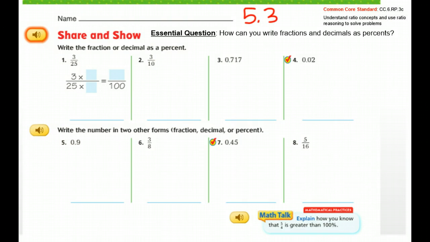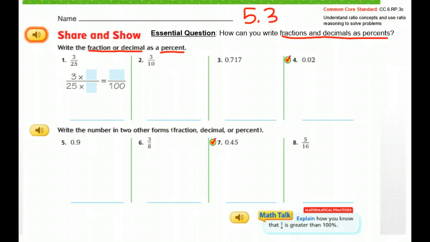The central question for today's lesson is how can you write fractions and decimals as percents? So let's look at our first set of directions here. Write the fraction or decimal as a percent. Question 1, you'll notice, is already partially filled in.